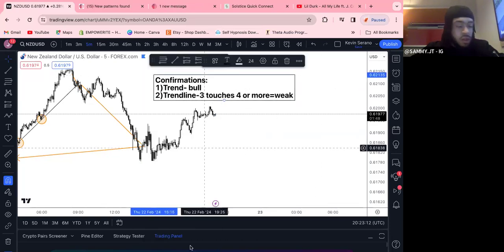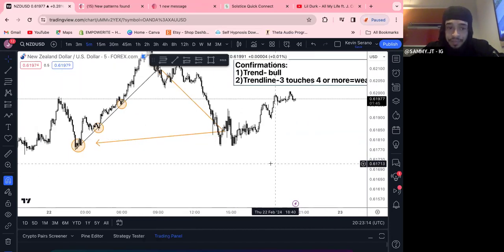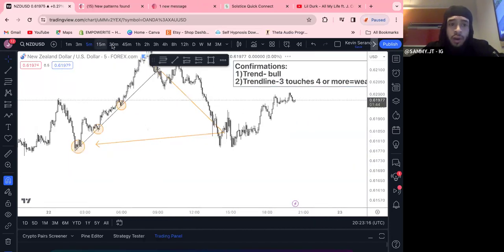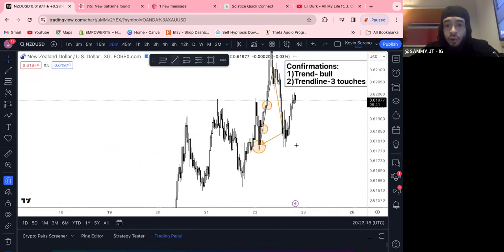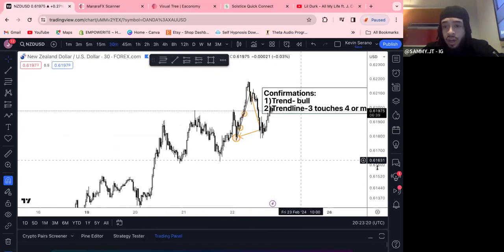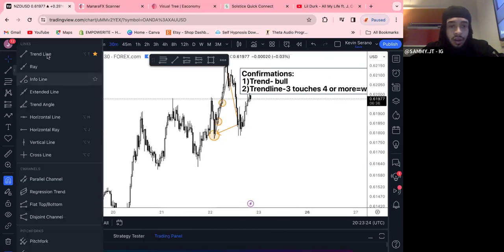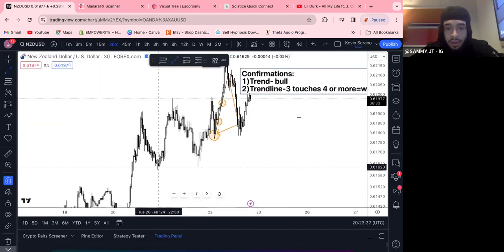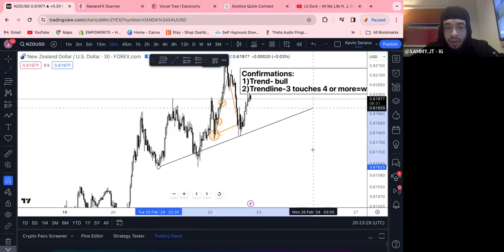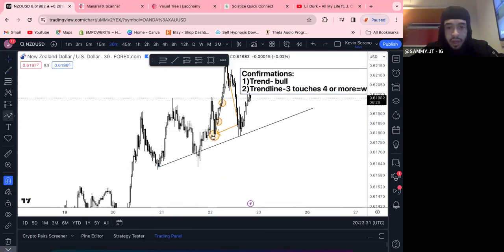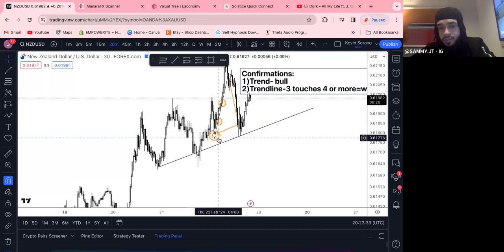So when it comes to this, I would zoom out a little bit more and look for another possible trend line. What can we see here? I can see another trend line. We've got 1 touch here. I can get rid of this now to make it a little bit clearer.